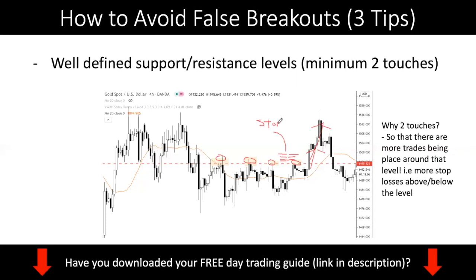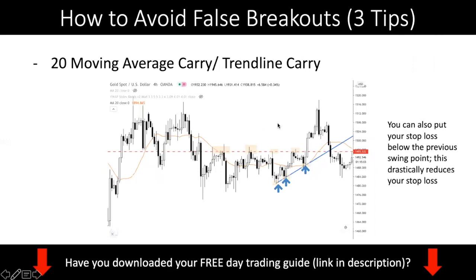So the first feature is you want to see a well-defined support and resistance level. What about the second one? The second one is the 20 moving average carry or the trend line carry. Back to the gold example, this case study that I have for you here has both a 20 moving average carry as well as a trend line carry.